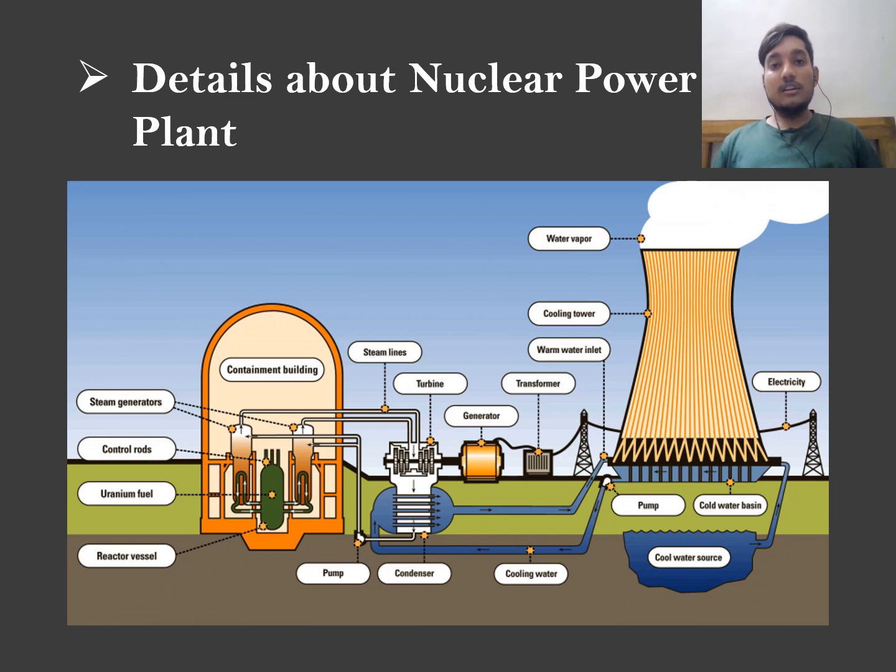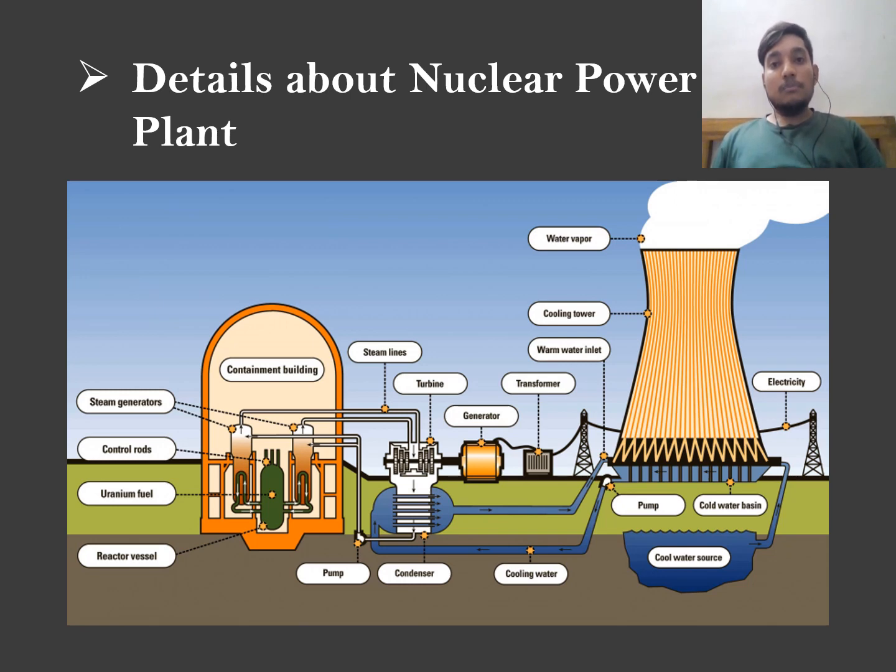The heat is transferred from the reactor core to the water through a heat exchanger, generating steam. The hot water from the reactor core is used to produce steam in a separate loop. This steam then drives a turbine connected to a generator, similar to those used in other types of power plants. As the turbines spin, they generate electricity.